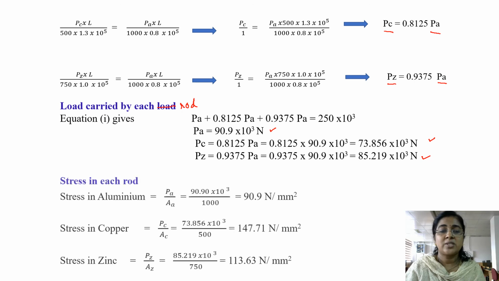Now we need to find out the stresses in each rod. Load divided by corresponding cross-sectional area will give stress. Stress in aluminium is load taken by aluminium by area of cross-section of aluminium, that is 90.9 Newton per mm square. Then stress in copper is load taken by copper divided by area of cross-section of copper, which gives 147.71 Newton per mm square. And stress in zinc is load taken by zinc divided by area of cross-section of zinc, that is 113.63 Newton per mm square.